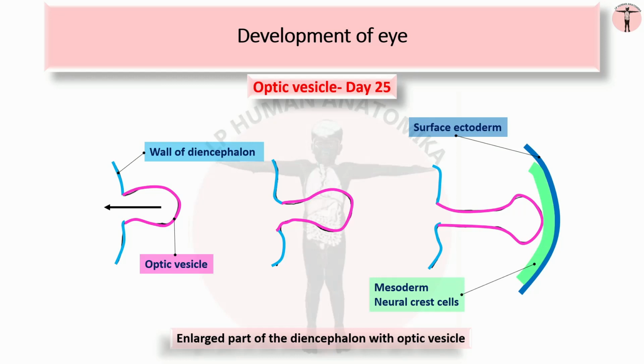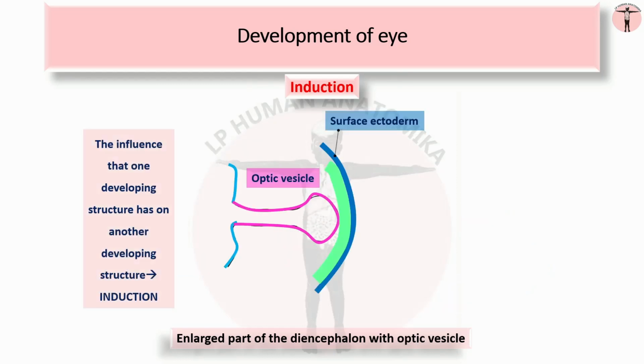The optic vesicle induces changes in the surface ectoderm, which is necessary for the development of the lens. The influence that one developing structure has on another developing structure is called induction. Induction is very much necessary in the formation of the eye. The surface of the optic vesicle induces changes in the surface ectoderm in the formation of the lens. In turn, the surface ectoderm induces the optic vesicle to form the optic cup.